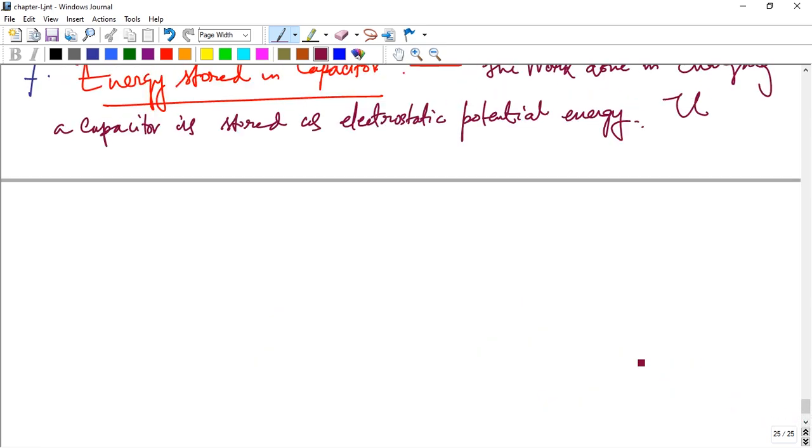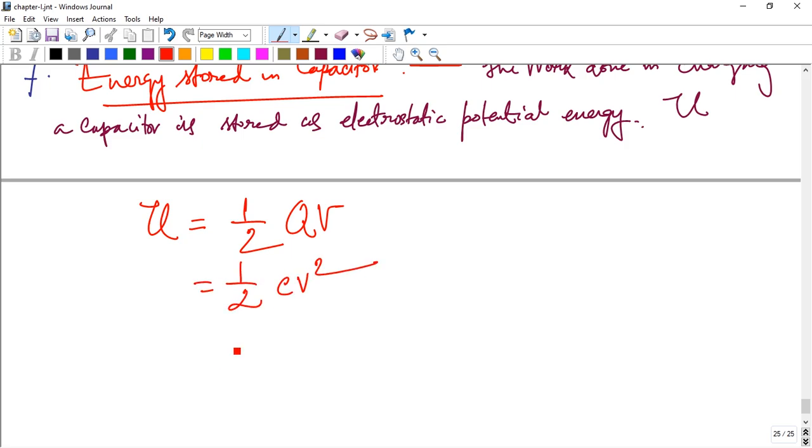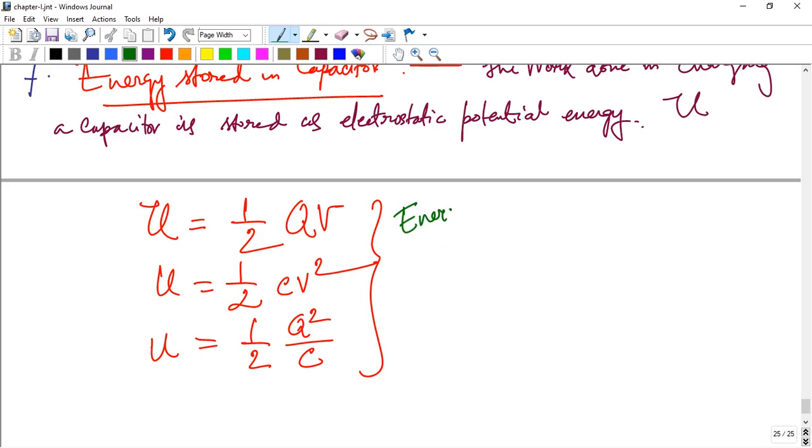Suppose now that U, that is energy, equals 1 by 2 Q times V, which means half CV square. You can also say half Q square by C. The three forms of energy are very important for solving a numerical. Now another important point is the energy density. If there is energy, then obviously there is energy density.